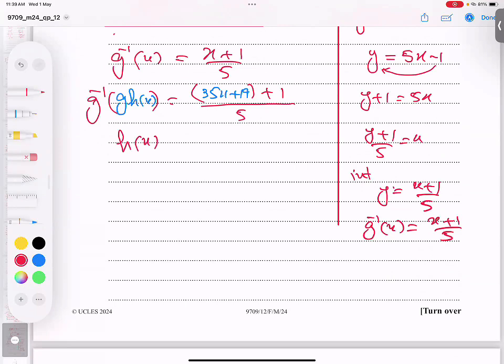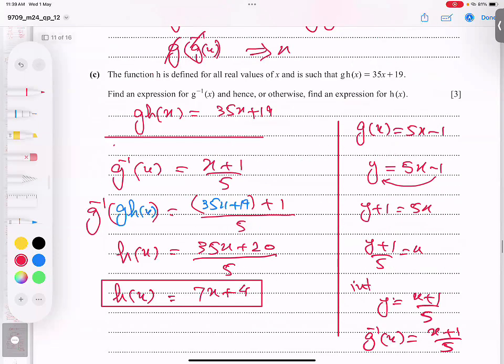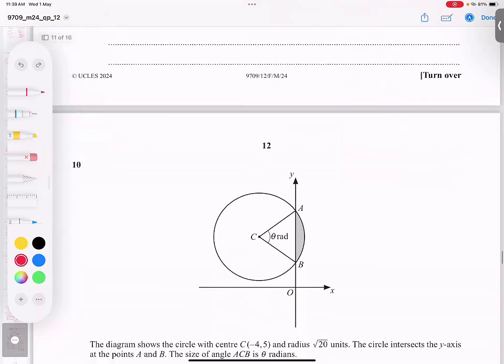And 35x plus 20. Finally, 5 sevens are 35 and 5 fours are 20. I believe you got the point very clearly. This is our final answer. An interesting part: if you plug in this value here, you will get this answer back. Alhamdulillah Rabbil Alameen, I think the point is clear.